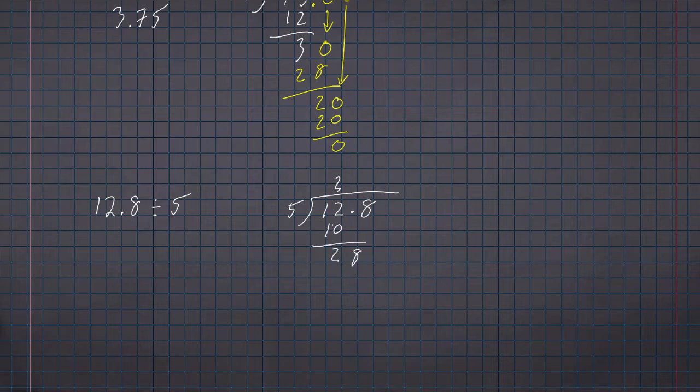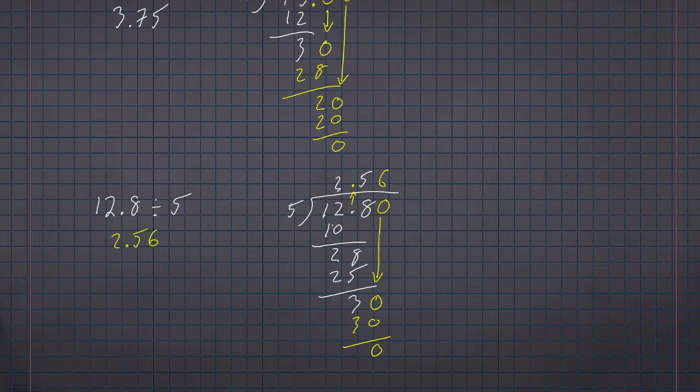Drop down the next digit, which is an 8. 5 fits into 28 5 times. 5 times 5 is 25. Subtract that off and you get 3. Nothing else to drop down, so we do the same trick we used before. Introduce an extra 0. 12.80 is the same thing as 12.8. But this way it gives us an extra 0 to drop down, so we can continue and say 5 goes into 30 6 times. 6 times 5 is 30. Subtract that off, you get nothing. So we can lift our decimal point straight up and see that 12.8 divided by 5 is 2.56.